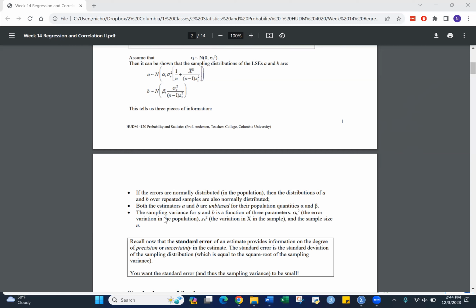We typically want unbiased estimators, which means these are the two estimators we want to use for A and B because they're unbiased. And then the sampling variance for both A and B is a function of three things. The first is the regression variance. I talked a little bit about this last week. As R squared goes up to 1, the regression variance goes to 0.